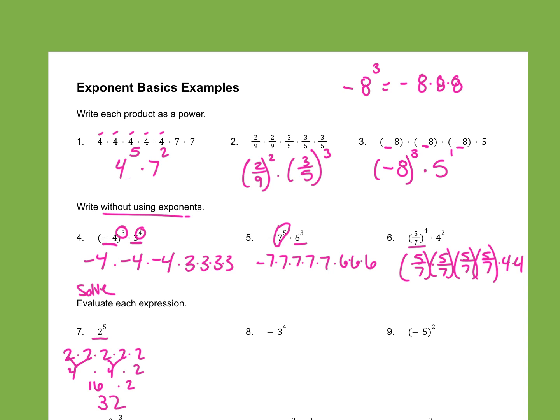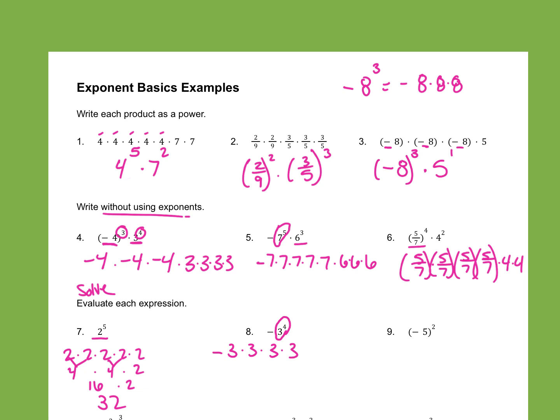Number 8, again, that negative sign is not in parentheses, which means the exponent of 4 is just on the 3, not on the negative. So think about what is that exponent touching? It is just touching the 3. So I'm going to have a negative sign, and then I'm going to have 3 repeated 4 times.